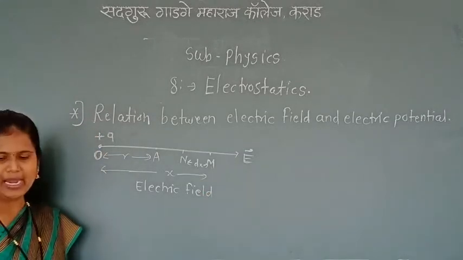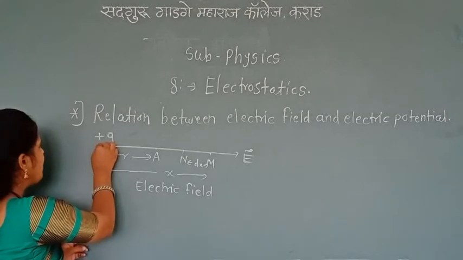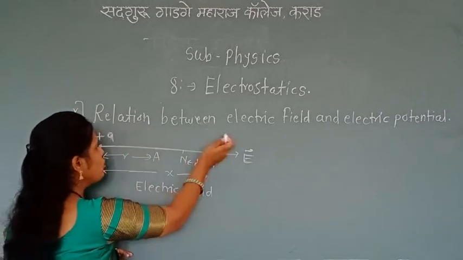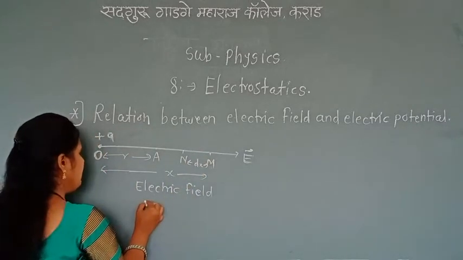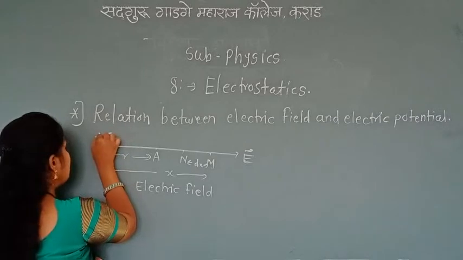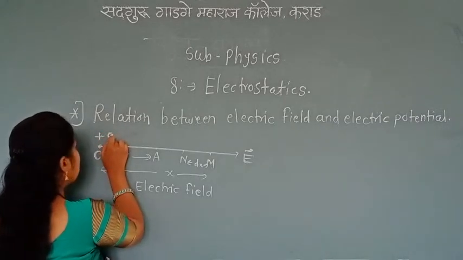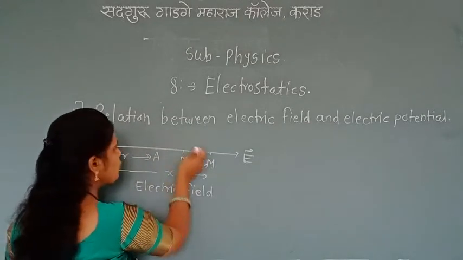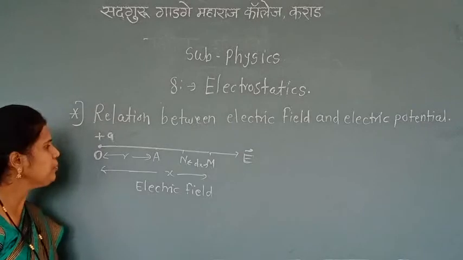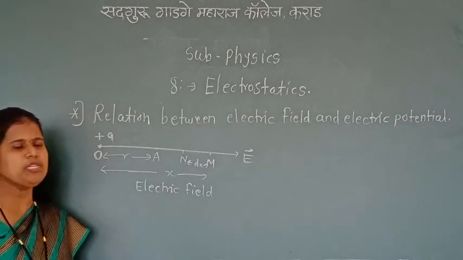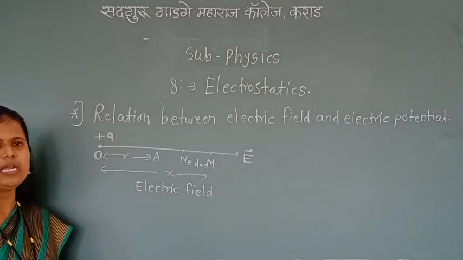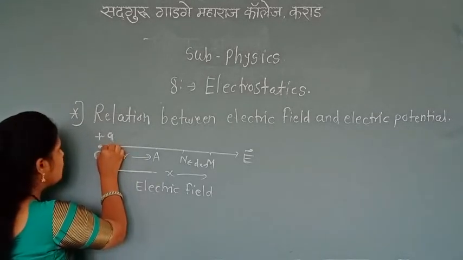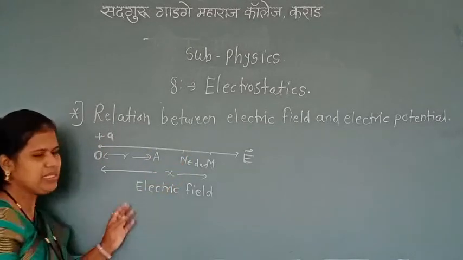For that we have to calculate the work done. This charge is moving from here to here. When a charge is moving from one place to another place, there is displacement. This unit positive charge moves from one place to another, and there is displacement. Force into displacement is one type of work done. Work is done when the charge moves from one place to another.